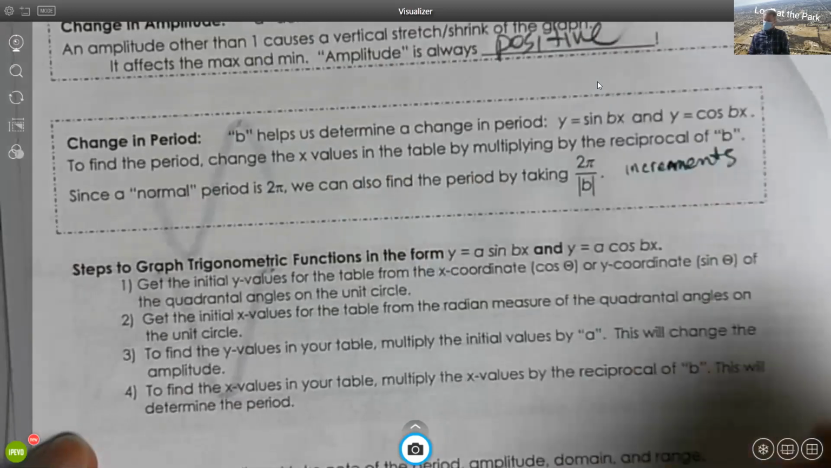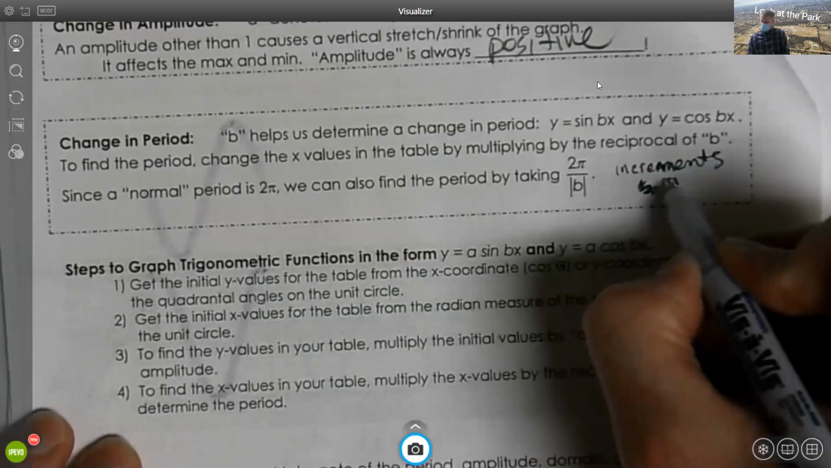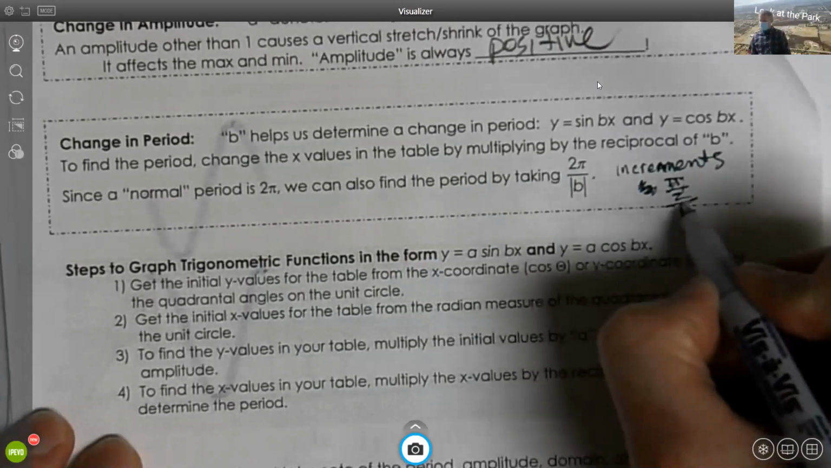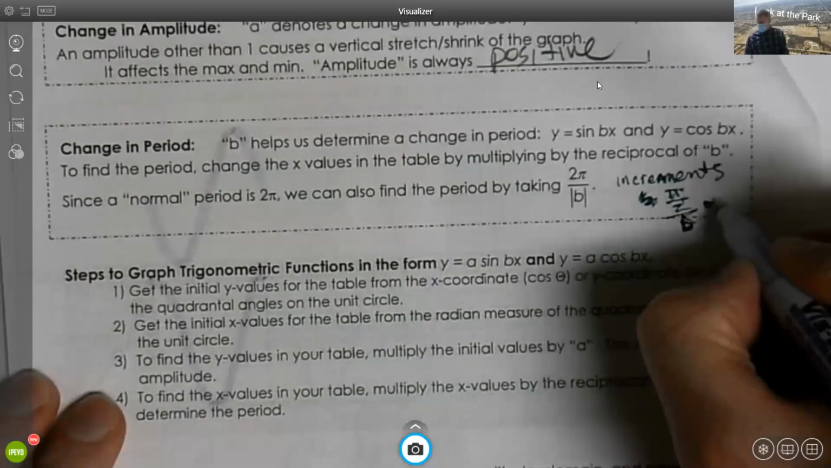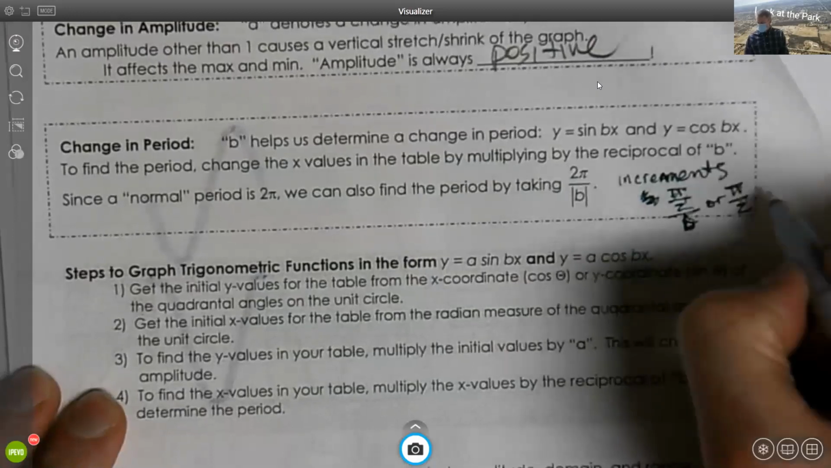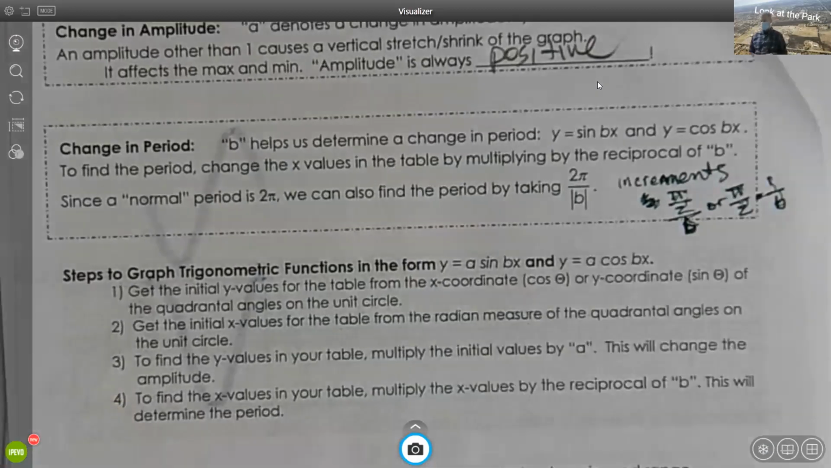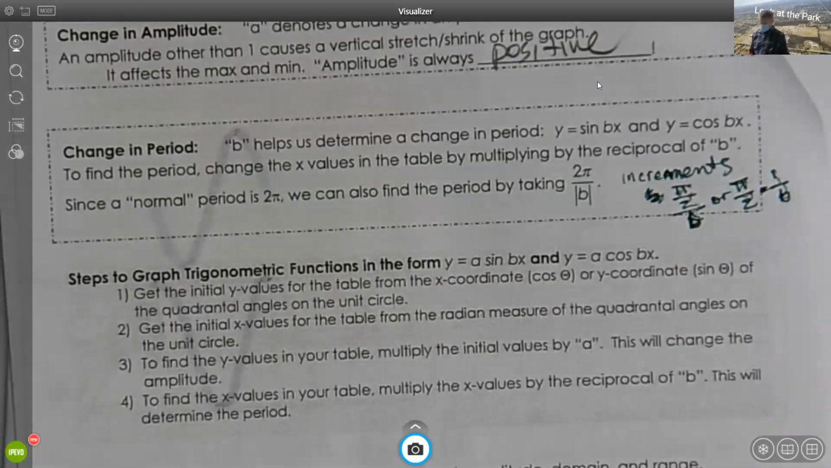We have our increments, and that is going to be pi over 2 divided by B. You could also call that pi over 2 times 1 over B. Two different ways you could think about that, all depending on how your values come out. You know that when you have a denominator, you multiply by the reciprocal to simplify those fractions.